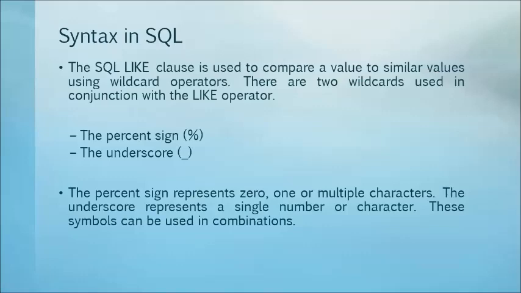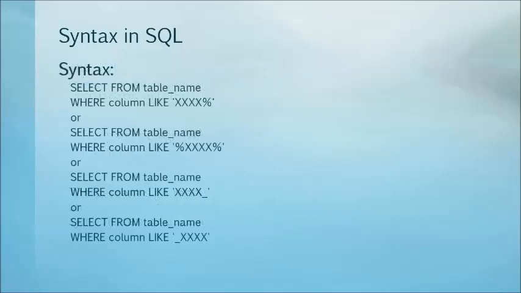Next, we have the SQL like clause. This is used to compare a value to similar values using wildcard operators. There are two wildcards used in conjunction with the like operator. We have the percent sign and the underscore. The percent sign represents 0, 1 or multiple characters. The underscore represents a single number or character, and these symbols can be used in combinations. So there are various syntax in using the percent and the underscore. You may use either of these syntax.